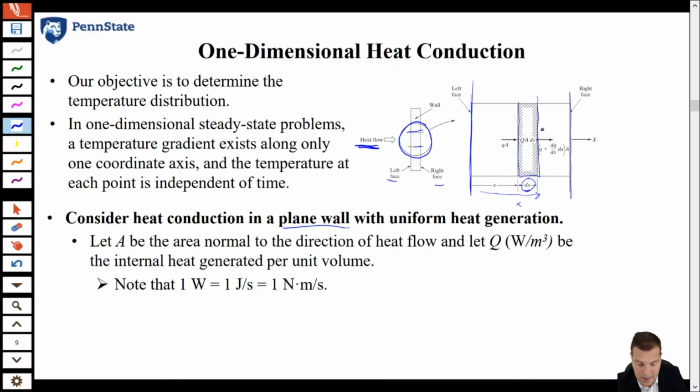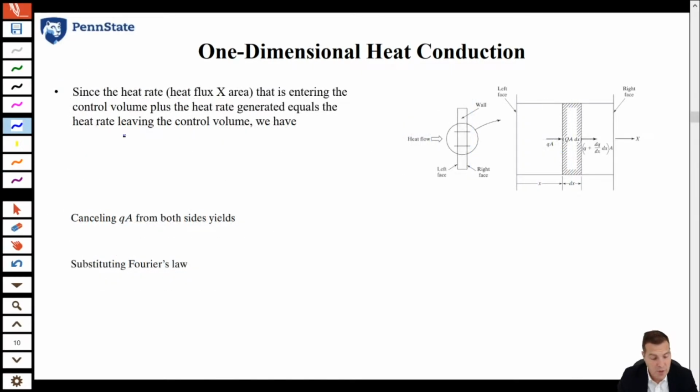So we have one side and the other side. We're going to have this dq/dx times dx that represents the change on the other side. The area is the area normal to the direction of the heat flow, and capital Q, in watts per meter cubed, is the internal heat generated per unit volume.